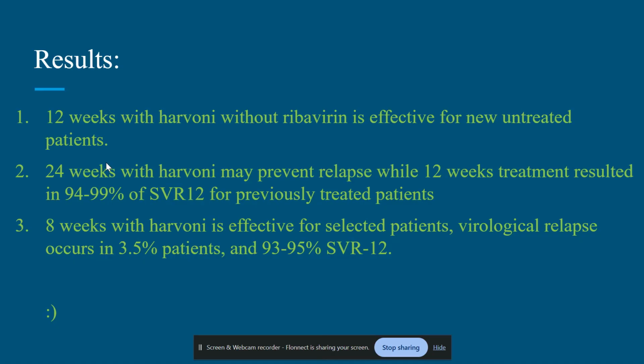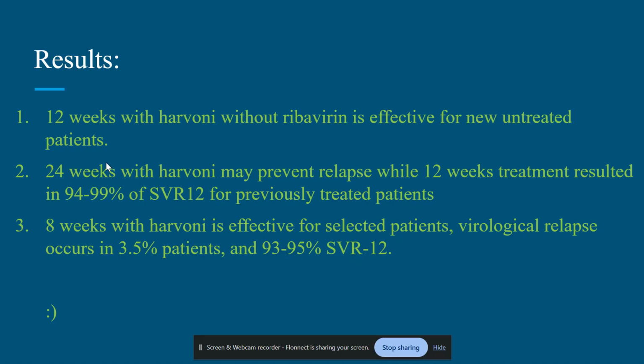Now, for the first group, 12 weeks with Harvoni without ribavirin is effective for new untreated patients. Then, in the second, ION-2, 24 weeks with Harvoni may prevent relapse, while 12 weeks of treatment resulted in 94 to 99% SVR12 for previously treated patients. SVR12 is sustained virologic response, used to detect an undetectable hepatitis C virus 12 weeks after treatment ends. So that is very high. That means it's a successful drug and the virus is completely eradicated.